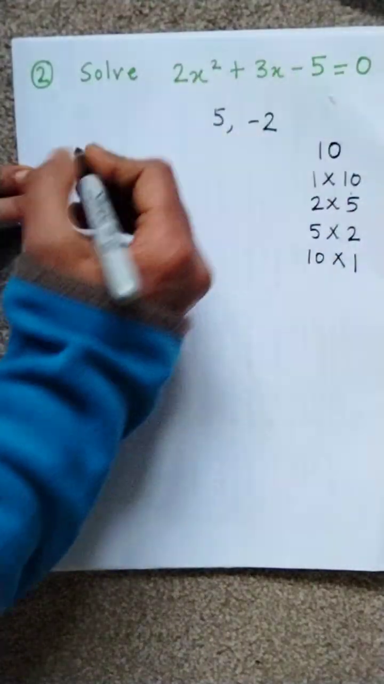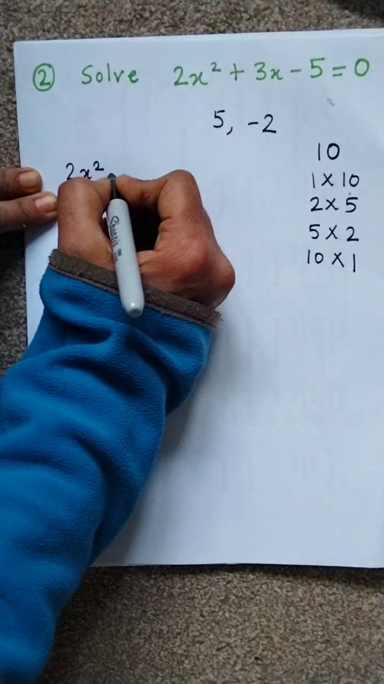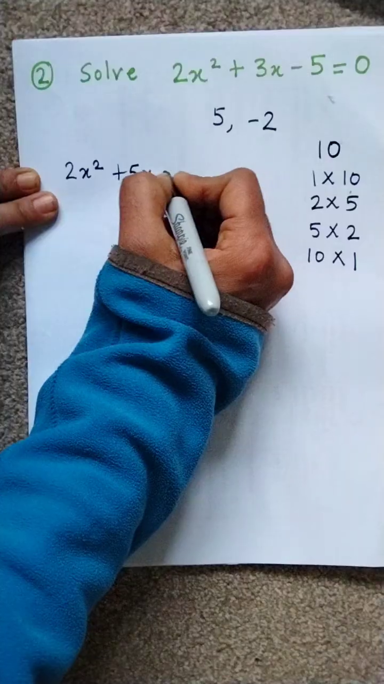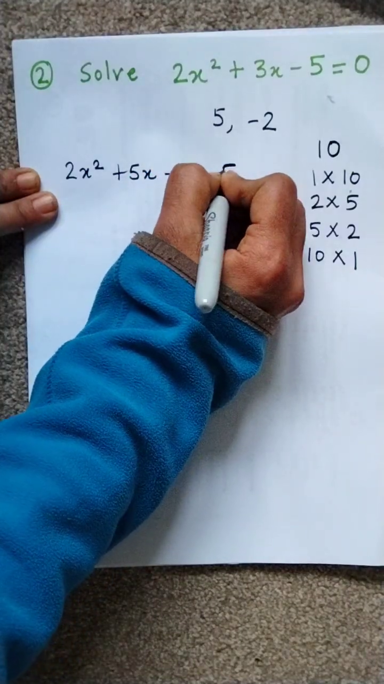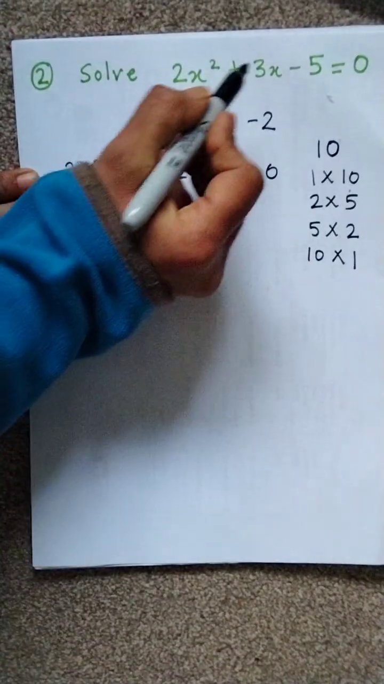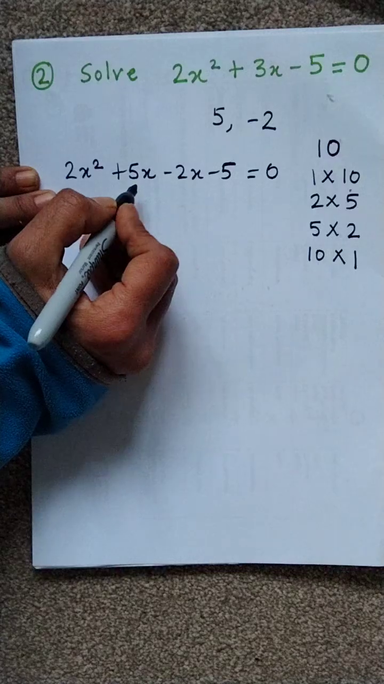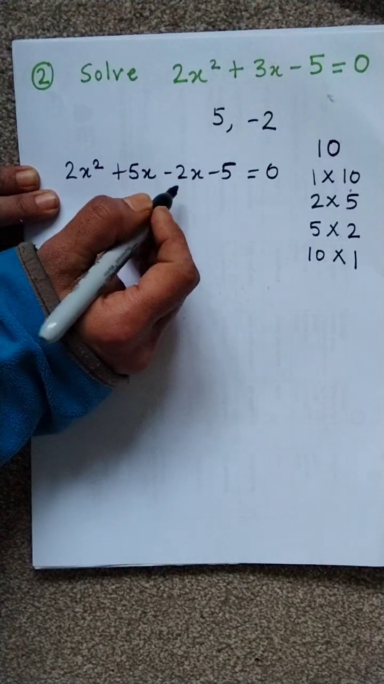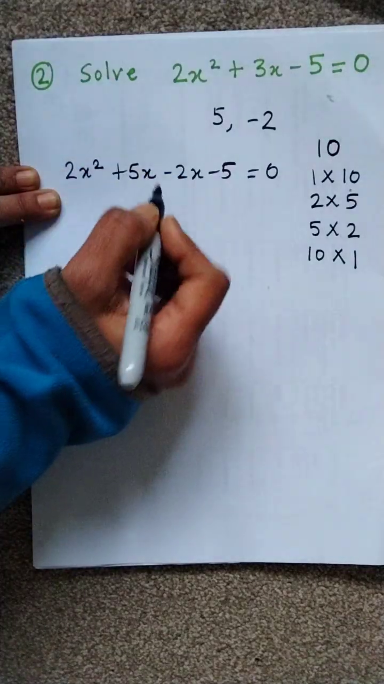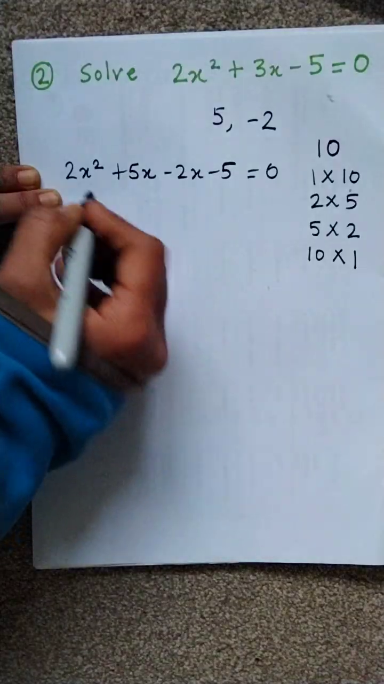So we write this as 2x square plus 5x minus 2x minus 5 is equal to 0. Same thing, only 3x we have written as 5x minus 2x. And why did we select 5 and minus 2? Because we want the product as minus 10. The product should be minus 10 here, and the sum should be plus 3.